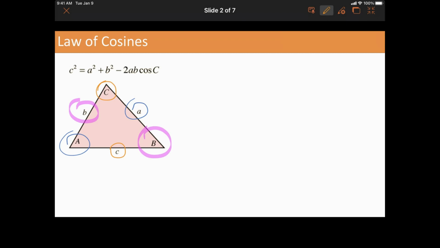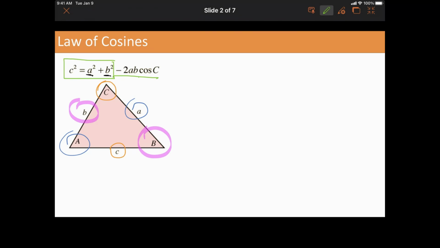Now, when we look at the law of cosines, we can see that the lowercase letters represent side lengths. So I have a side length here and a side length here. And some of you may say, hey, that looks very similar to something that we know. So this part here, yes, is the Pythagorean theorem. However, you can see that there's this extra part. It has minus 2 times a times b times cosine of angle C.